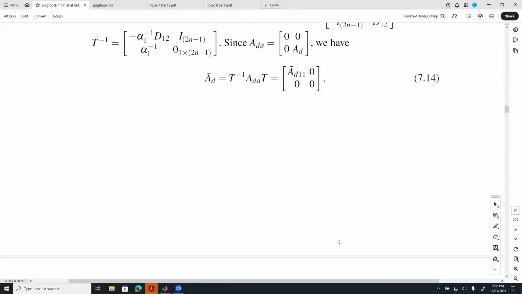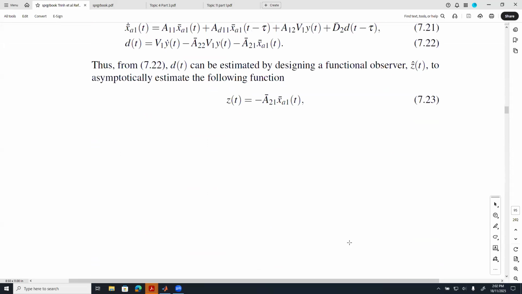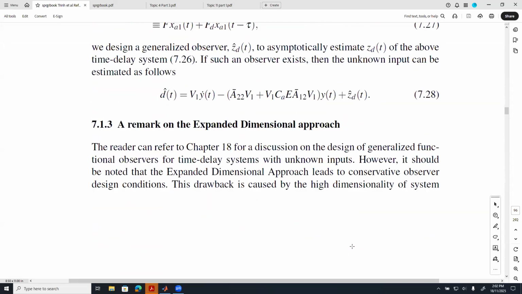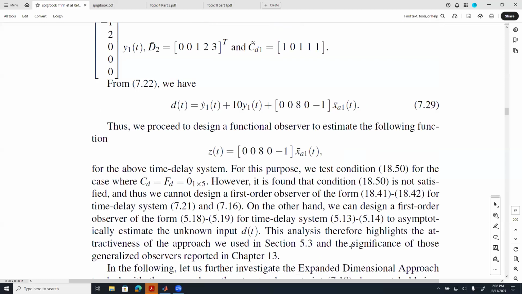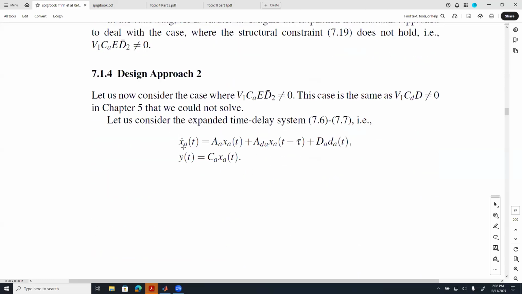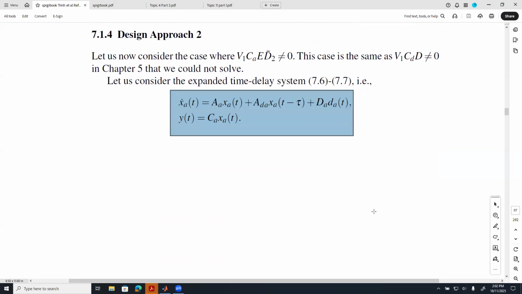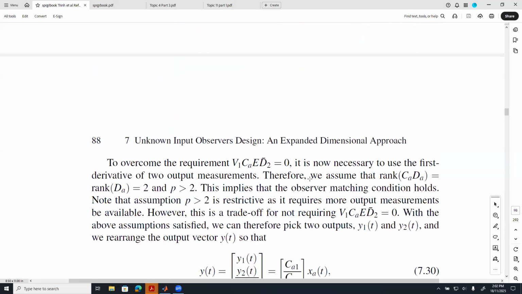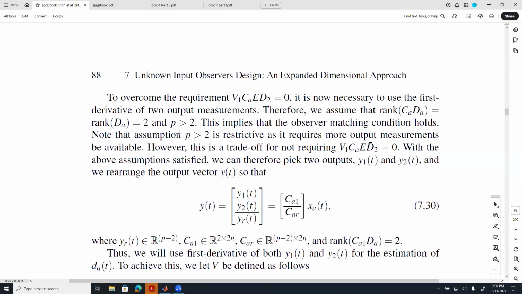So let's have a look at that, and let's undertake the second approach. The second approach is, okay, we're going to look at this system, and then we're going to look at decomposition. We make an assumption now. We're going to use the first derivative of two output measurements to overcome this requirement. That means that we don't impose any structural constraint on matrix CD.